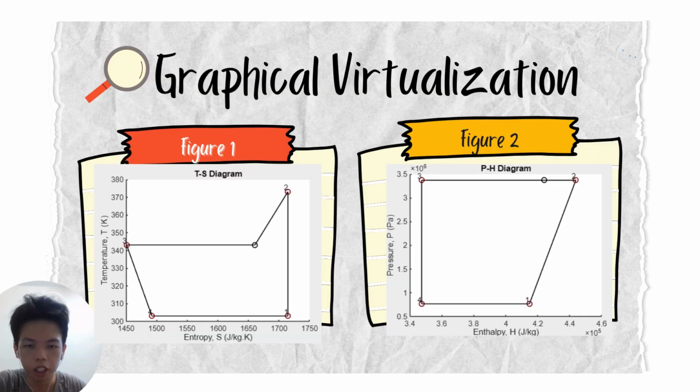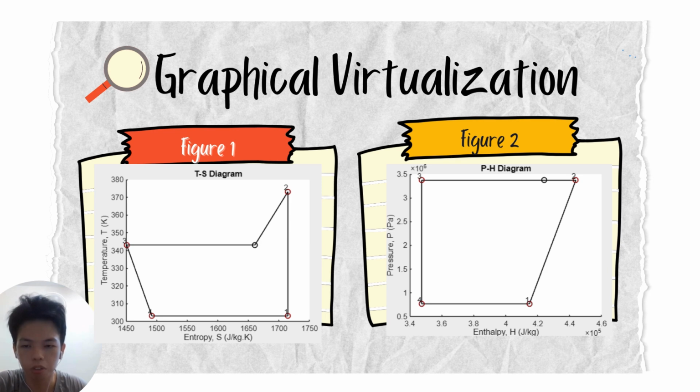Next, I will talk about graphical visualization of our system. From point 1 to point 2 is an isentropic compression process. As we can see, the entropy remains constant while the pressure increases from point 1 to point 2. From point 2 to point 3 is an isobaric cooling process. As you can see in figure 2 here, the pressure from point 2 to point 3 remains unchanged while the entropy decreases because most of the vapor will turn into liquid.